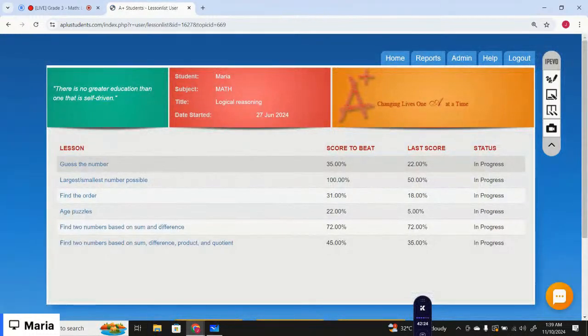Okay, so we were working on grade 3 math. The chapter we're working on is logical reasoning. The lessons we have covered today are guess the number, largest and smallest possible numbers, and find the order. So please make sure before the next session you complete all the practice questions for the lessons we just did. We'll do the age puzzles in the next session, right? If you have any questions on what we have just finished, please ask. I'm here to answer all your questions and confusions if you have any.